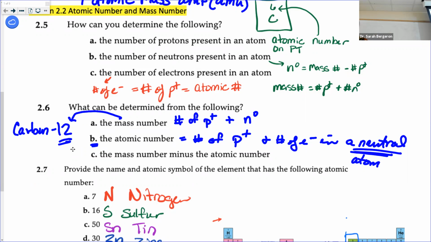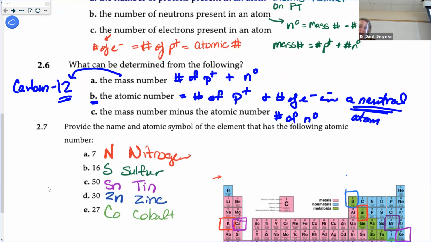Okay. All right. The mass number minus the atomic number, what can we figure out? Number of neutrons. Good. Very good.